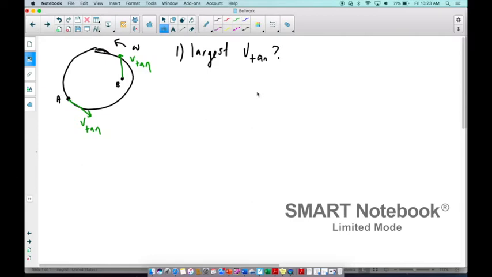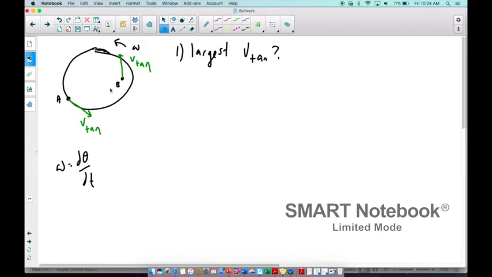Hopefully you can answer this right away. What do points A and B have in common? Well, they have the same omega, where let me remind you that omega is d theta dt. The angle change with respect to time, well, those are the same for A and B.